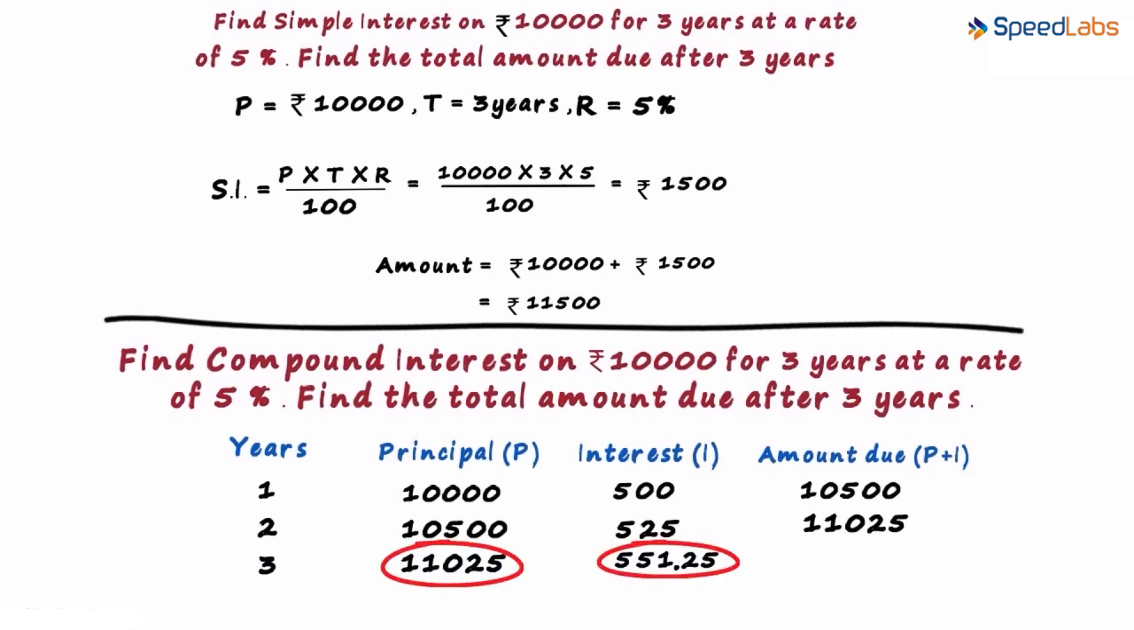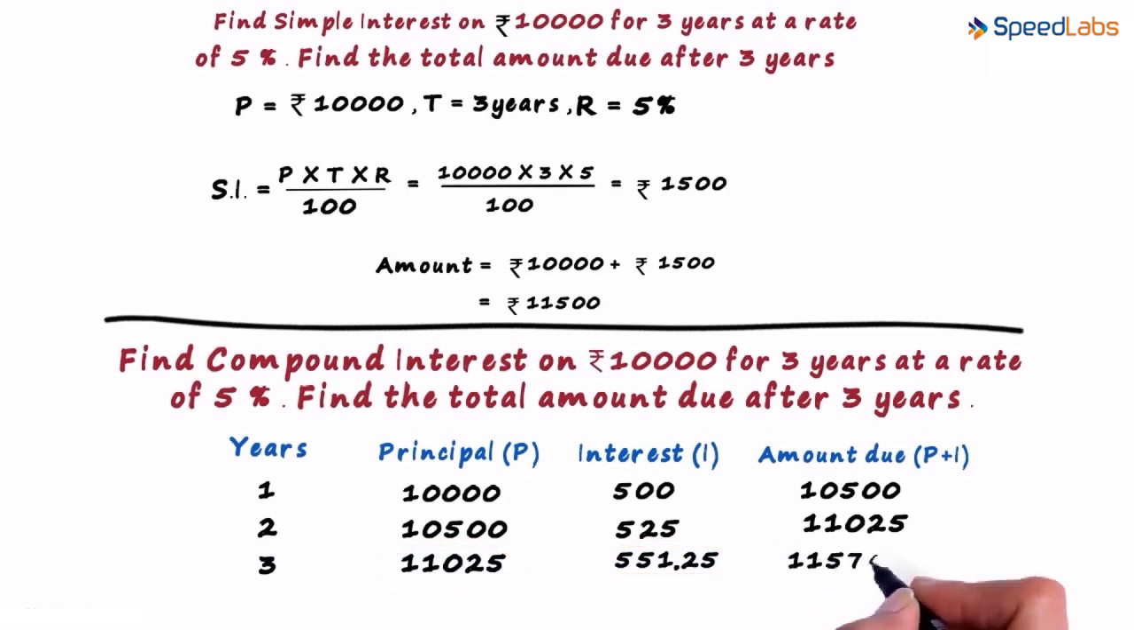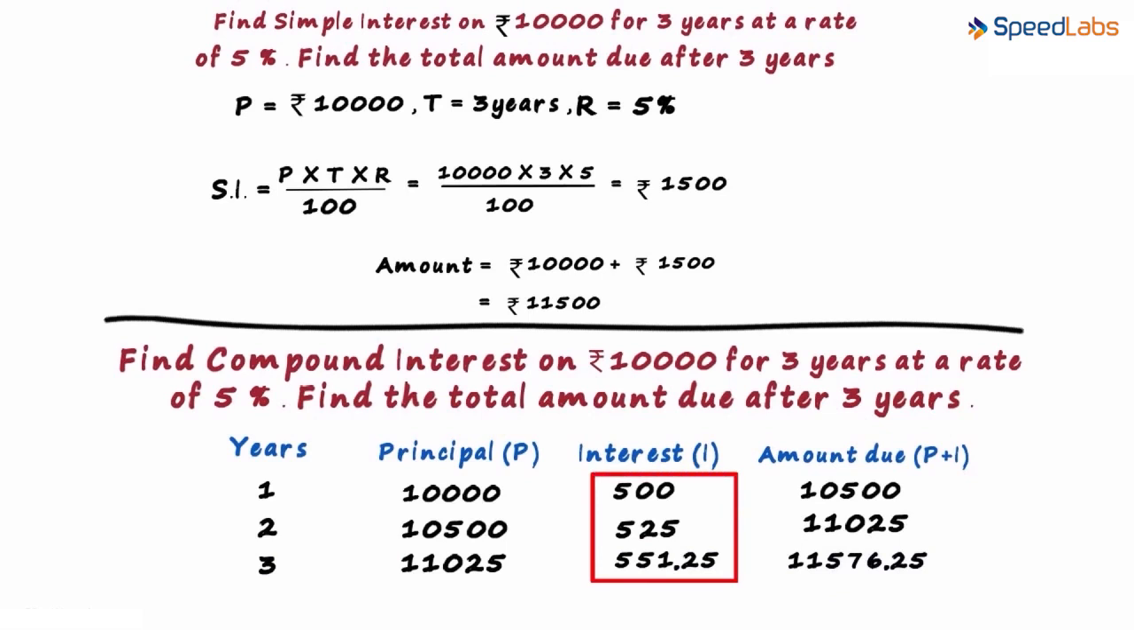It will equal 11,576.25. These three numbers are the values of compound interest we get every year. If we add these three, we will get the total interest received for 3 years. Their sum equals 1,576.25. This is the compound interest.